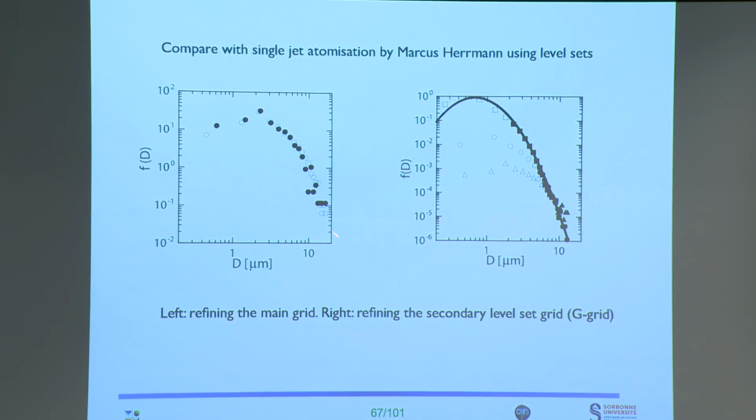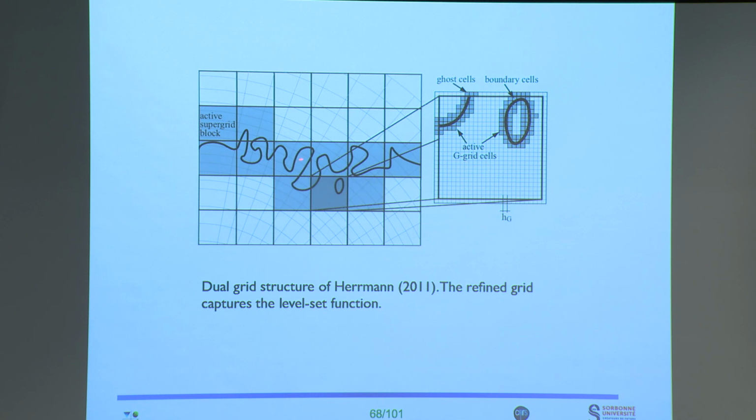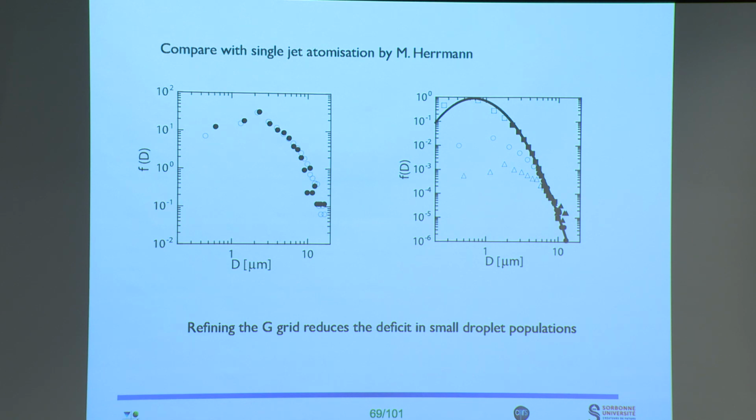If you have again this log normal plot, these are the data obtained by another numerical experiment by Marcus Hermann. And he has these three sets of data, the squares, the circles, and the triangles, and they converge to the log normal. How do they converge to the log normal? It's using the so-called G-grid, that he needs to refine his grid, having only for the level set, so the characterization of the interface. And when he does that, he progresses from this point to these points.